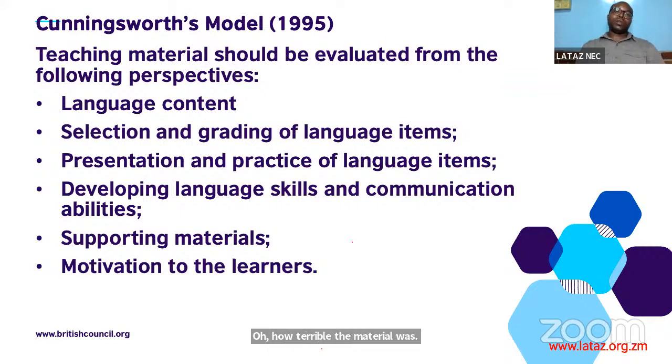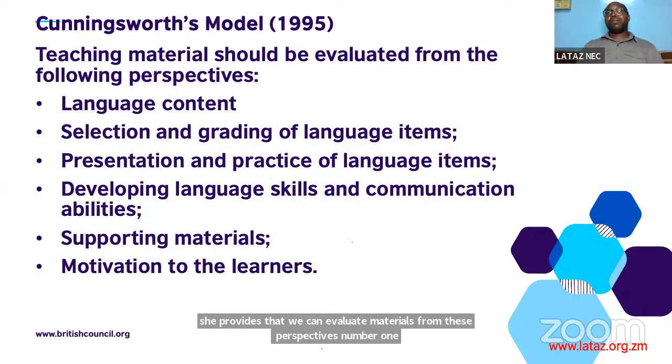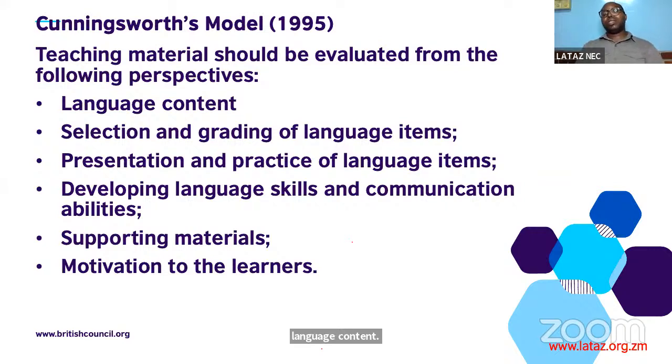Then we can also use scanning with this model, which provides that we can evaluate materials from these perspectives. Number one, language content. In terms of level, in terms of authenticity, in terms of correctness of the language. I'm sure there are people who were saying there's a certain type of book that was introduced together with the current syllabus, which had a lot of mistakes. So you look for such things, language content. How correct is the language in terms of use, grammar, and even the construction of sentences, and all those things. And then selection and grading of language items.